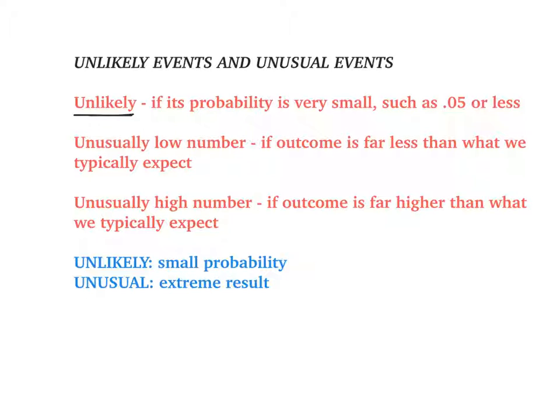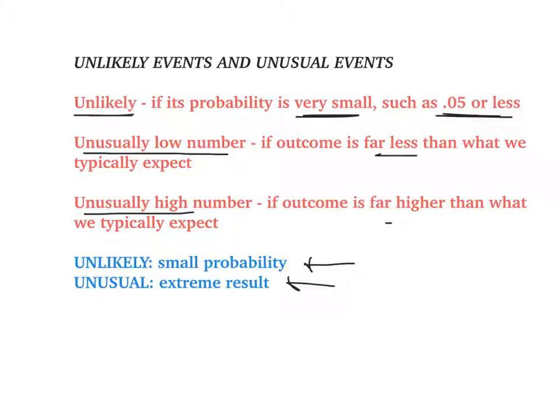All right, these are big words here. Unlikely. Something is unlikely if its probability is very, very small. We're going to use this a lot as 0.05 or less. If it's less than that, which is basically 5% or less, then we're going to say it's unlikely. It's unusually low if the outcome is a lot less than what we expect. It has nothing to do with probability, just if our outcome is very low. Unusually high if the outcome is a lot higher than what we expect. Again, not the probability, just the outcome that we see. So wrap it up. Unlikely means it has a very, very small probability. Unusual means it's an extreme result.